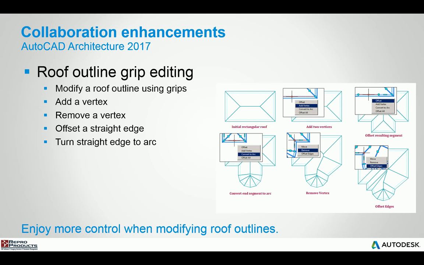If you're working with the roof command, after you've created the roof, you now have the ability to specify adding vertexes, removing them, offsetting a straight edge, and even taking a straight edge and turning it into an arc. So just a little bit more grip manipulation capability. It's very similar, if you will, to say if you have a hatch and you select the hatch, you'll get the perimeter boundary of that hatch, and it also has grips and markers that allow you to add vertexes, convert lines to arcs, and arcs back to lines.